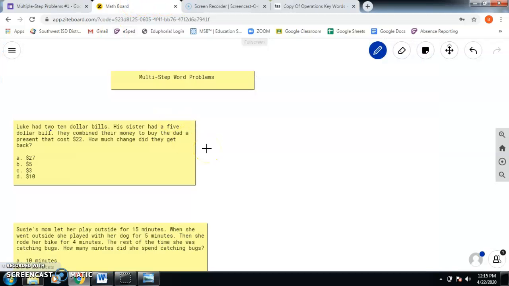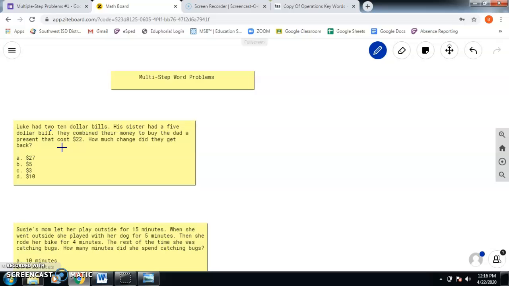So the first thing I want to do is let's read through the problem the first time, okay? Luke had 2 $10 bills. His sister had a $5 bill. They combined their money to buy their dad a present that cost $22. How much change did they get back?